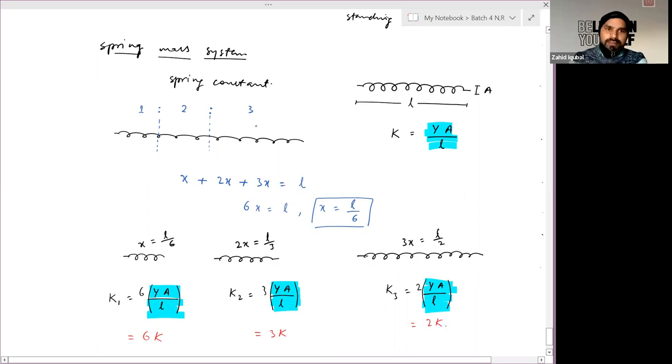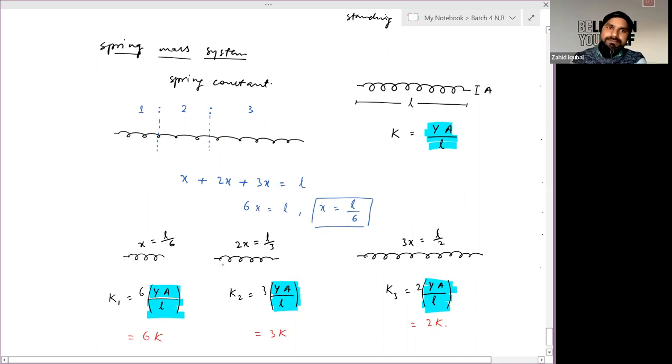So this is how we can solve for the spring constant if it is divided into different segments. First, for each segment, try to sum up to get the ratio in terms of total length. Then according to the formula, you will be able to calculate the spring constant of the different segments related to the main part or original spring.